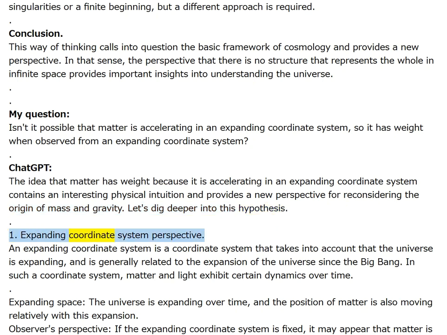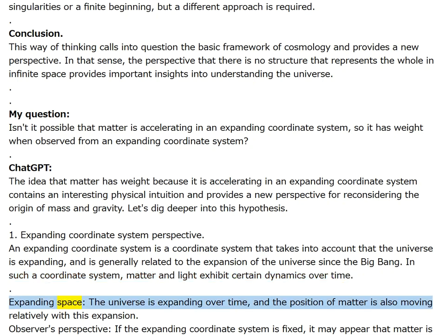1. Expanding coordinate system perspective. An expanding coordinate system is a coordinate system that takes into account that the universe is expanding, and is generally related to the expansion of the universe since the Big Bang. In such a coordinate system, matter and light exhibit certain dynamics over time.